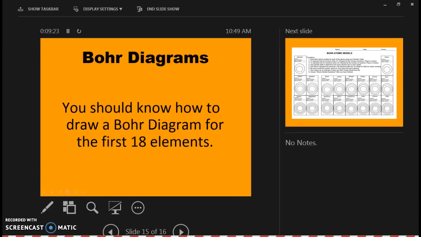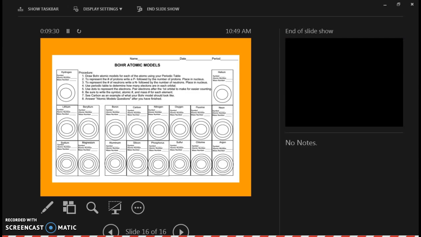All right, so make sure that you can make Bohr diagrams for the first 18 elements. This is what you should have been working on. Make sure you have all of these kind of going for practice. There are some directions here up at the top to help you remember. I would get about half of them done and check in with me to see if you're on the right path. Please ask if you have any questions.